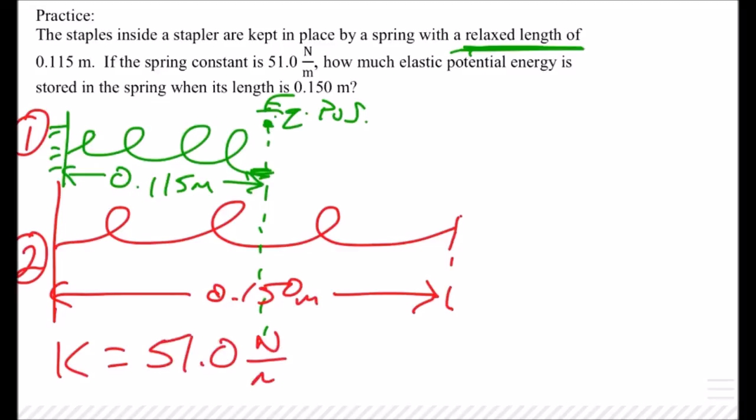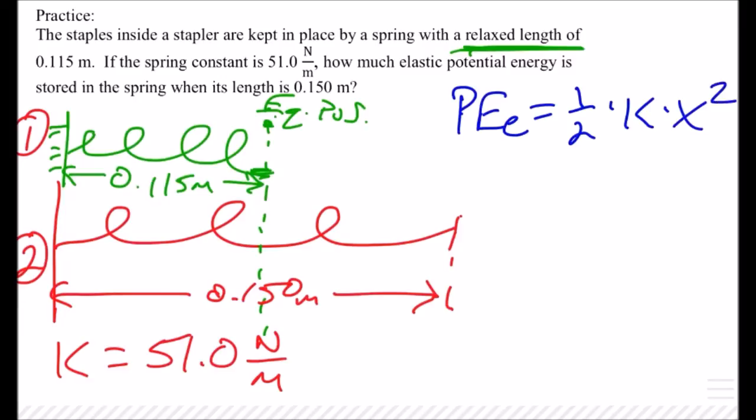And we have been asked to calculate what is the elastic potential energy of the spring, or stored in the spring in this case. So what's the formula for elastic potential energy? Okay, cool. So we're going to say equals 1/2 times, what's K? Naked number.